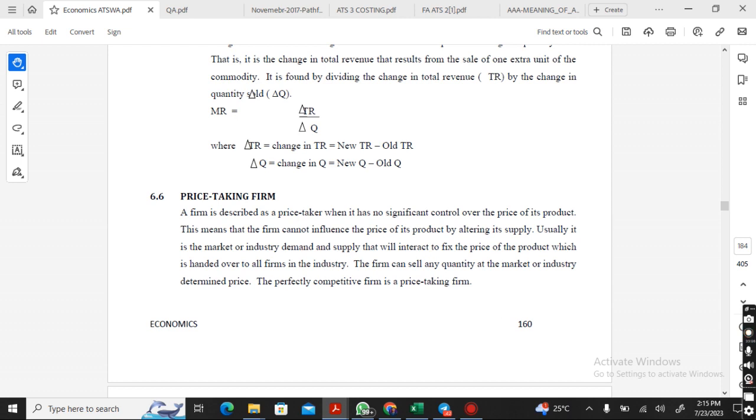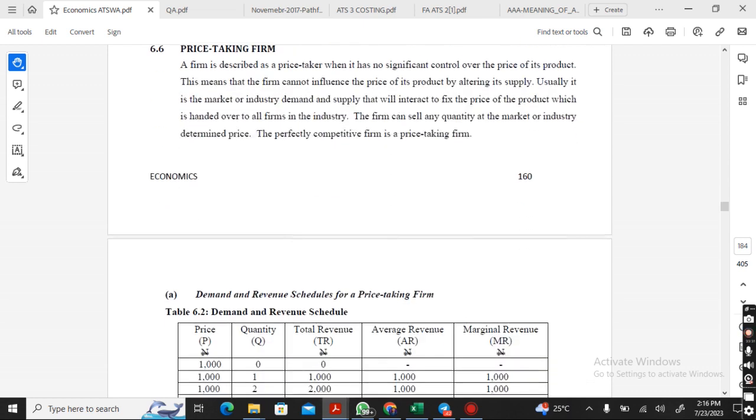Now, the perfectly competitive firm is a price taking firm. That is, a price taker is when you have no control over the price of your products. It's fixed. Like you want to buy bread now, bread is 20 naira. You don't have any control over it unless the price in the industry has changed. So that is a price taking firm.